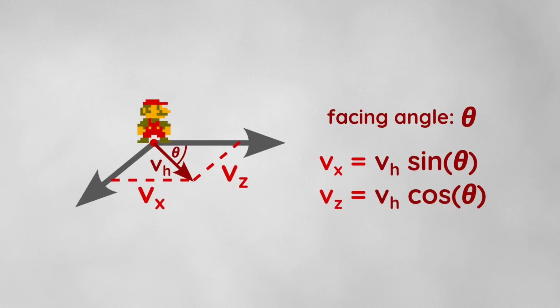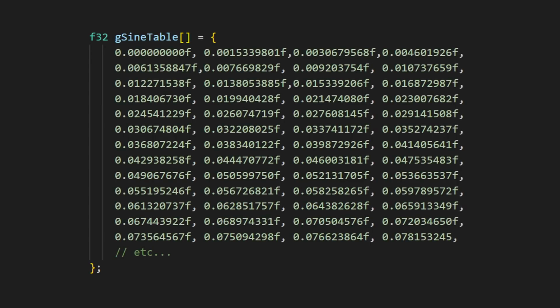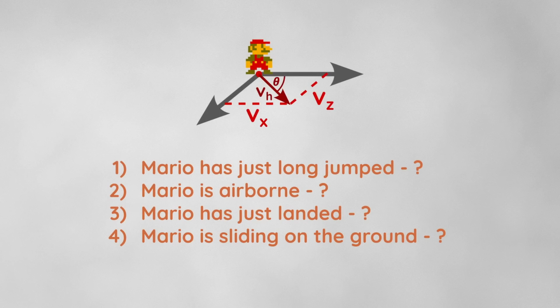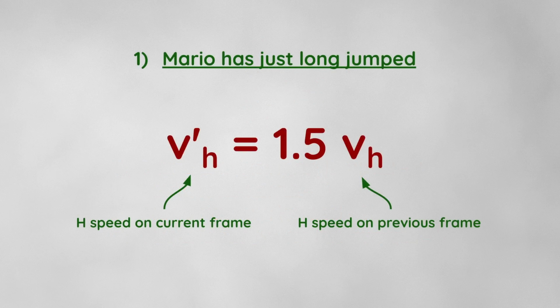Once the h speed is set, our x and z speeds are updated via the h speed and our facing angle using trigonometry. Actually, the game uses lookup tables for trig functions which aren't very precise, and I'll be implicitly taking this into account whenever I use trigonometry from now on. How the h speed updates on every frame depends on what action Mario's in. There are 4 cases we need to consider. The first case is the most straightforward.